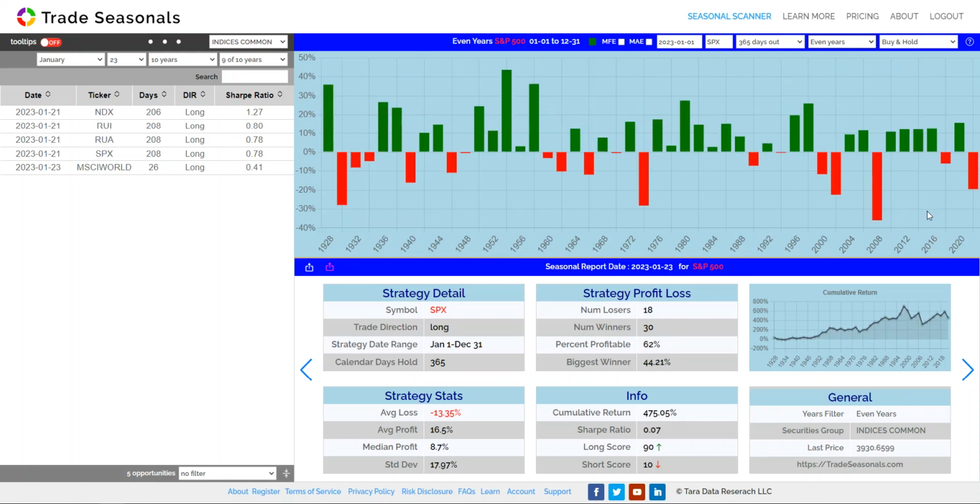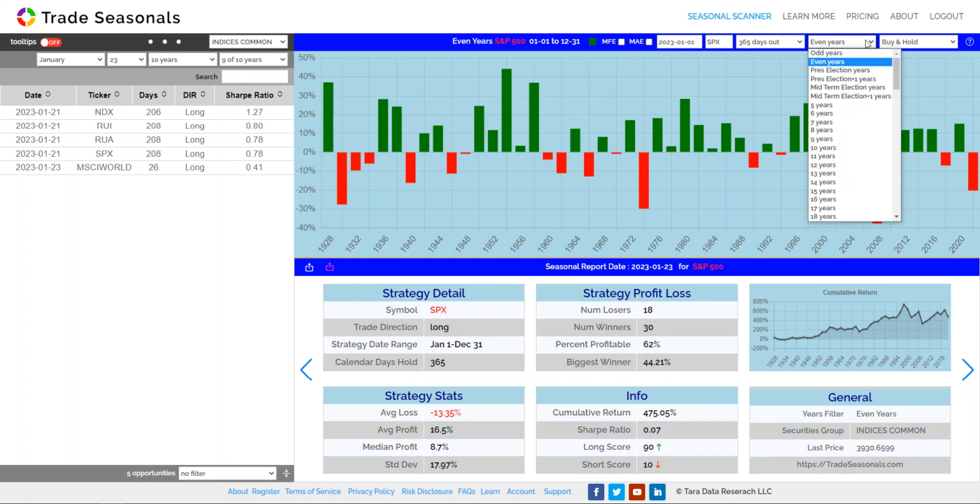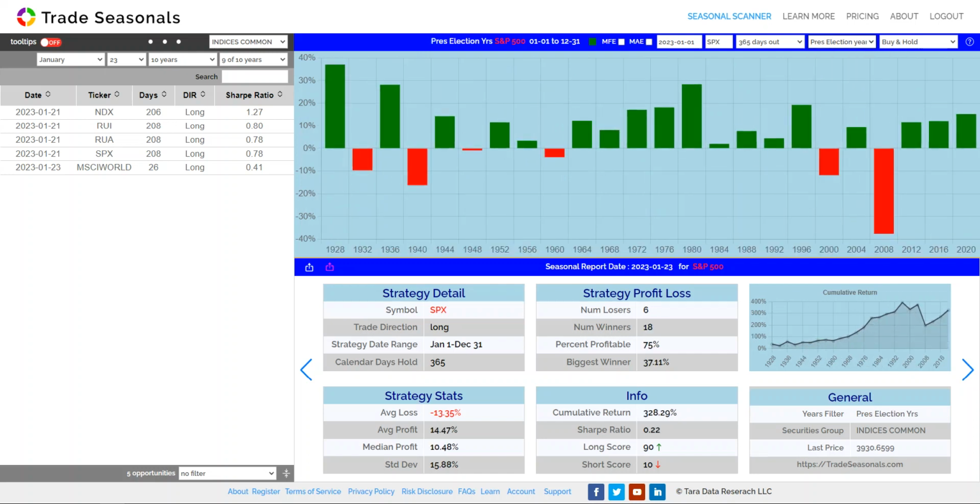How about even years? Those are years either there's a presidential election or a midterm election. The percent profitable drops to 62%. Now we're going to select the actual presidential election cycle itself. How did S&P 500 do in the years that there was a presidential election in the United States? Oh, it was a winner 75% of those years since 1928.